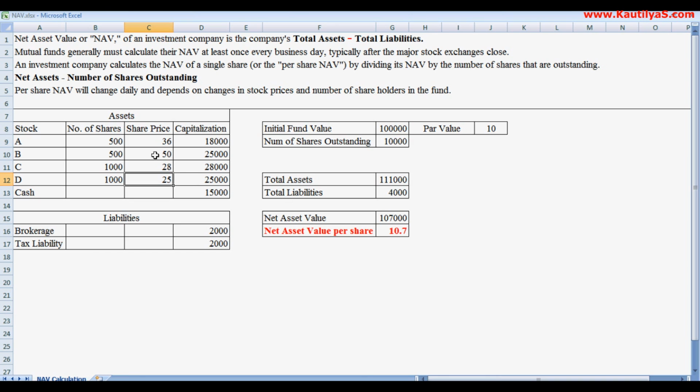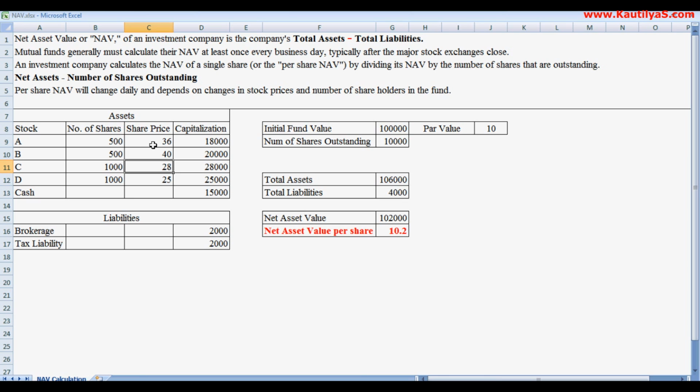What happens if share price decreases? Suppose here we had a share price of 50. Now it came down to 40. So our net asset value decreased. Earlier it was 10.7, but now when the share price decreased, it became 10.2. So 10 rupees 20 paise. So the net asset value per share will change based on increase or decrease in share prices.